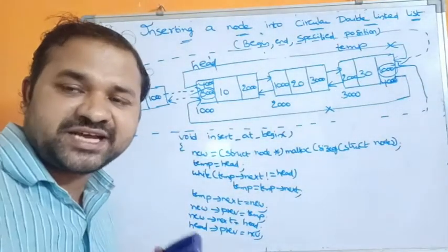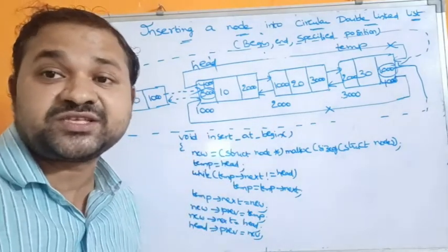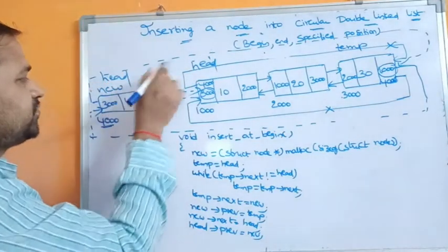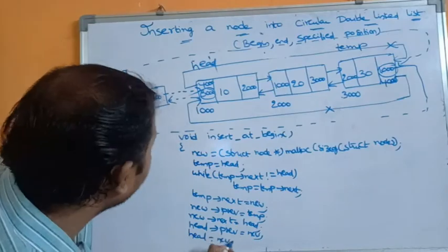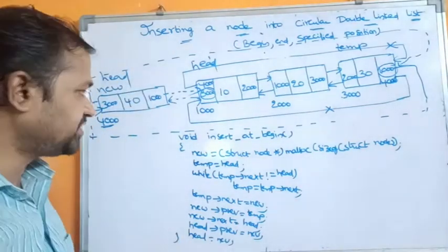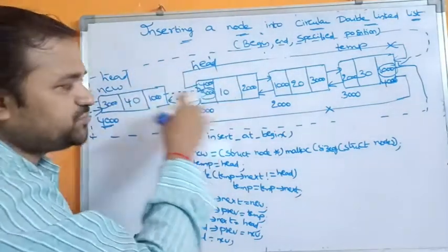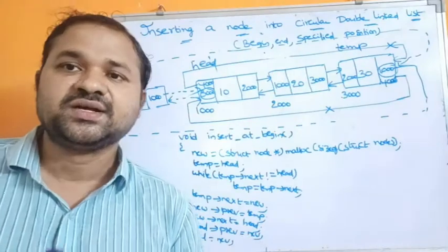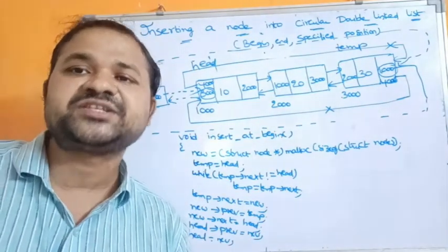But we know that in a circular double linked list or in any linked list, head always points to the starting node. So head will be moved to the new position. So head is equal to new. Head is equal to new. So head will be placed at this 4000 location. So now head will be at 4000, and from the next we can go to the next node. So from this we can go to its next node, like that we can perform the operation. So in this way we can insert a node into a circular double linked list at the beginning position.